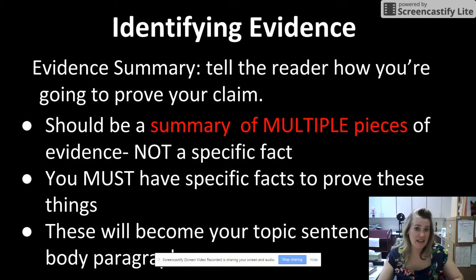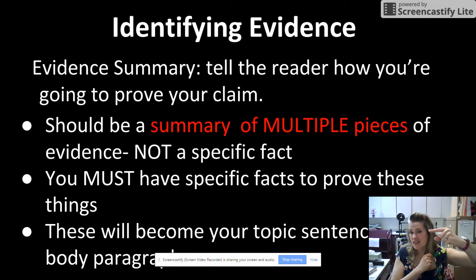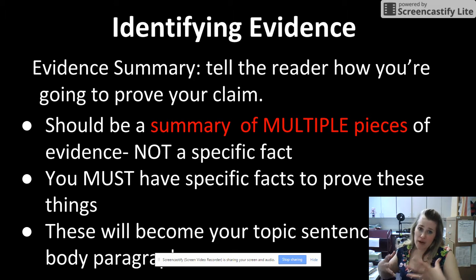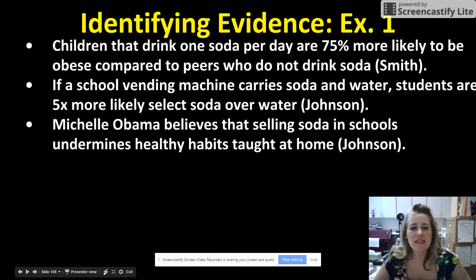So when we're identifying this evidence, you are going to be summarizing for the reader how you're going to prove your claim. When you're coming up with these reasons or points that support your claim, you need to make sure that you're summarizing multiple pieces of evidence. You're not identifying one specific fact, but you're taking multiple facts and putting them together. When you come up with your supporting points for evidence, you need to make sure that you do have facts that prove those things. And then as we've already talked about, these supporting points are going to become topic sentences for your body paragraphs. So let's look at this example.